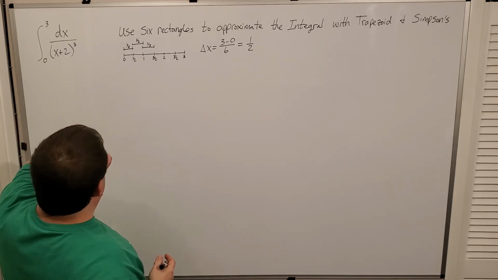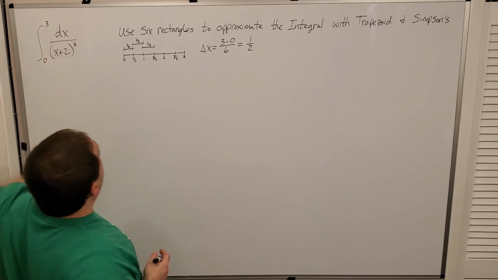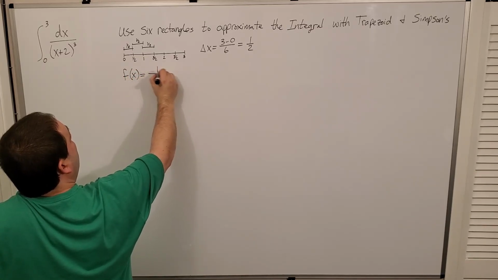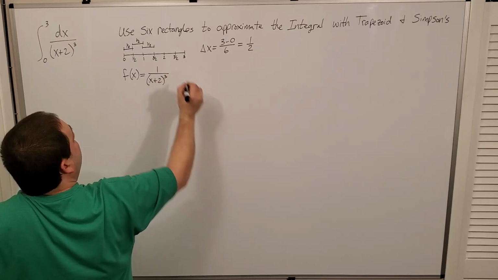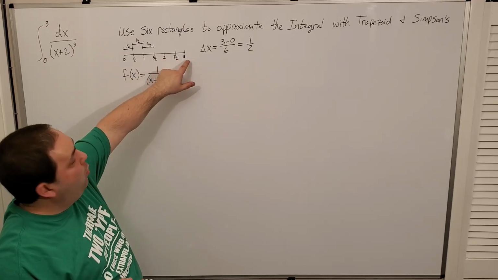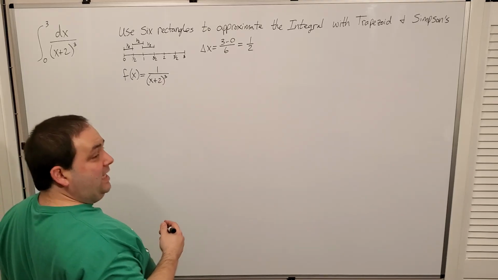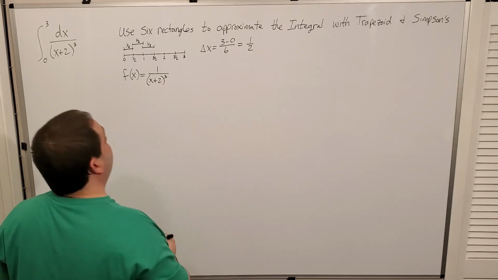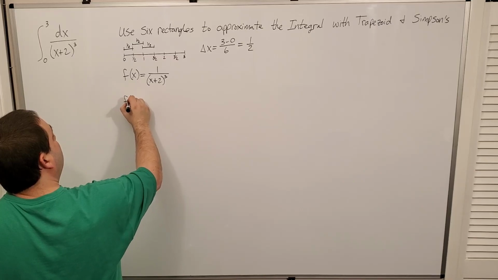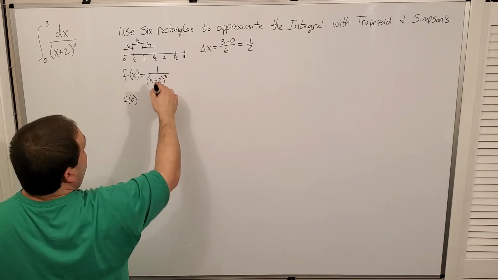Then I'm going to need the function values for those. Let's assign our function to be 1 over x plus 2 cubed. I'm going to need the function values at each and every one of these points for both the trapezoid and the Simpson's rule. Let's list those out so that we can use them. I'm going to need f of 0, which is going to be 1 over 0 plus 2, which is 2 cubed, which is 1/8.